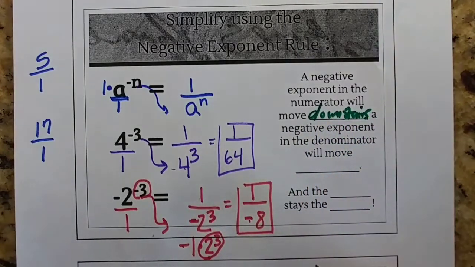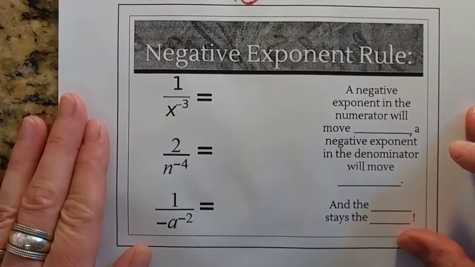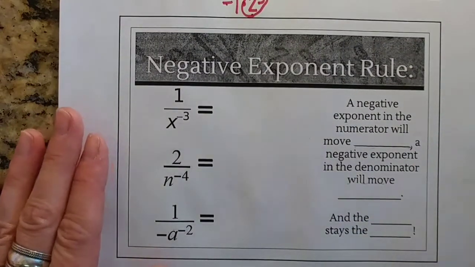Okay, that way it will become positive. All right, so we're going to put downstairs right there. Now let's take a look at a few more examples, again using the negative exponent rule.